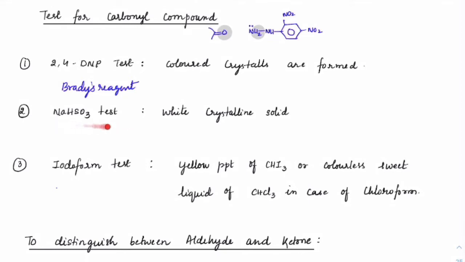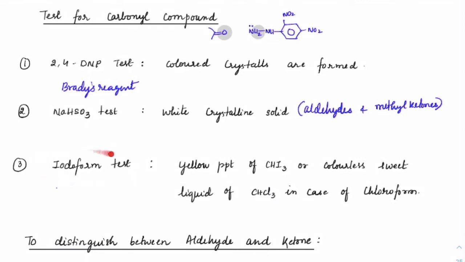Sodium bisulfite can also be used, especially to understand if there is any aldehyde or methyl substituted ketones. So it is more familiar for aldehydes and methyl ketones. So we can identify any of this presence using NaHSO3.